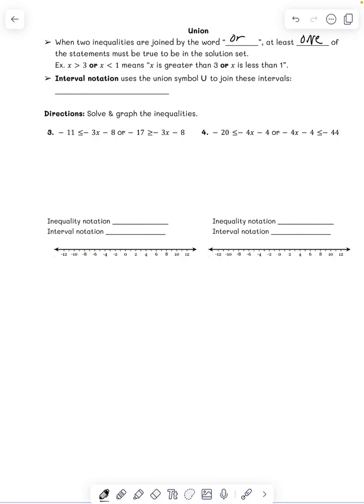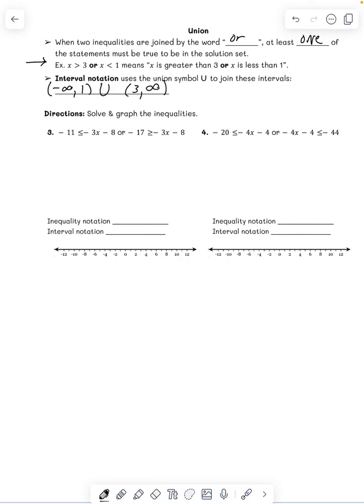So interval notation uses the union symbol U to join these intervals. So if we were to look at this example here, we know that x is greater than 3, x is less than 1. So x is less than 1 would look like this, and x is greater than 3 would look like this in intervals. And then you would use this symbol in between.